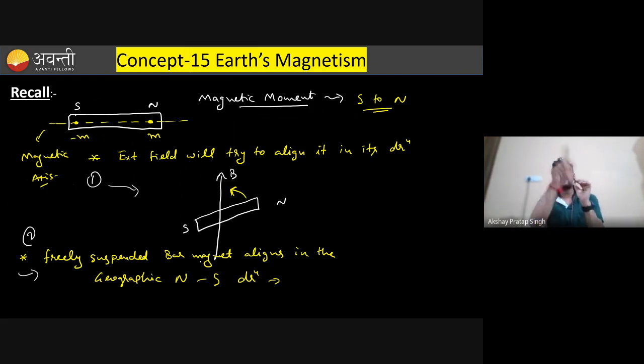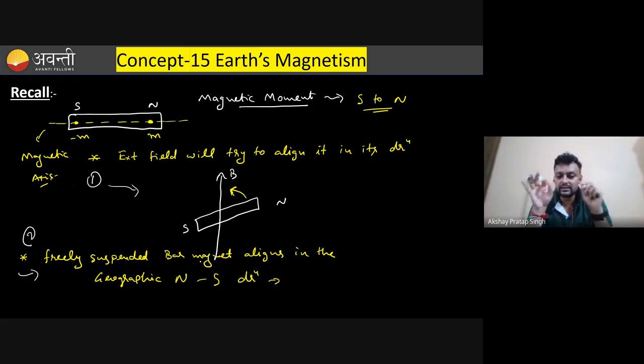Or a component of the magnetic field must be in this direction. Only then is my magnet aligning in this direction. Because who can align the magnet? Some field can align the magnet. So what is the source of this magnetic field? The source of this magnetic field is our Earth. That's how we recognize that our Earth behaves as a bar magnet.